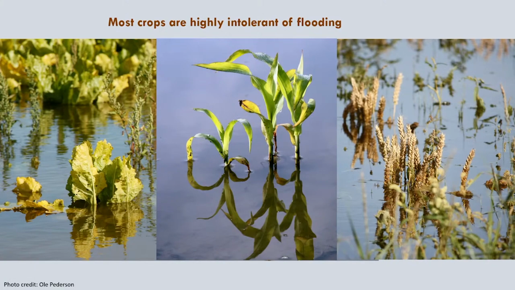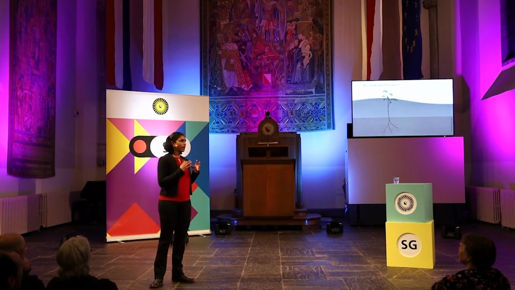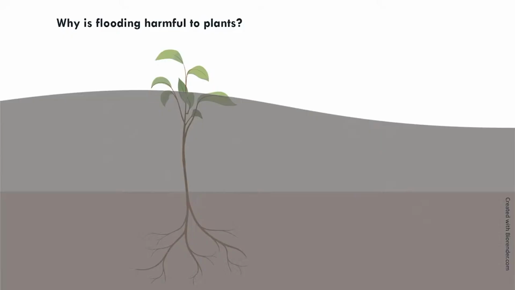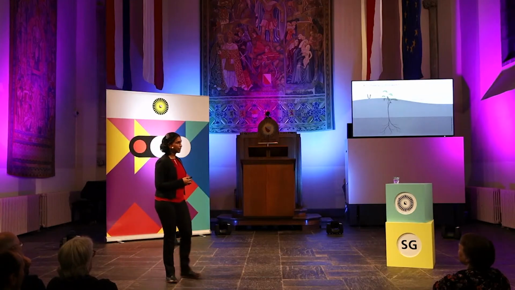So now I would like to tell you a question that scientists like me ask. So if plants are intolerant of flooding, what is the reason for that? So when a plant finds itself surrounded by water instead of air, gas diffusion is limited. And this is just high school physics. Gases diffuse way slower in water than in air. And for plants, two gases are of particular importance, and when they're flooded, availability of these two gases is limited. One is oxygen, and the other is carbon dioxide.